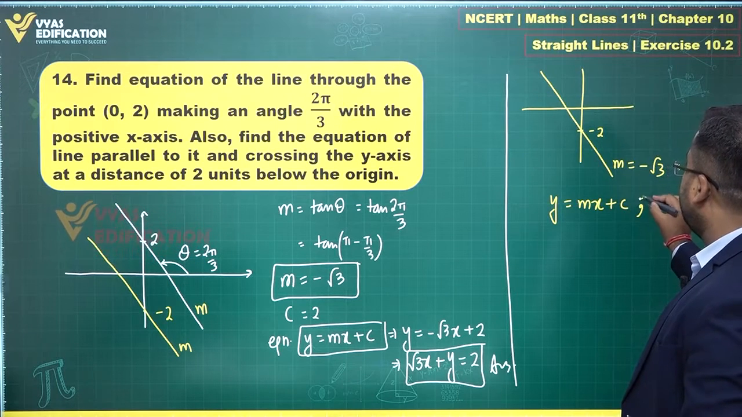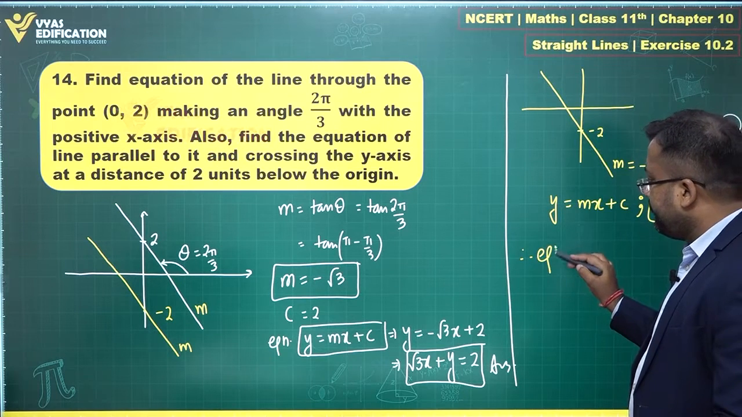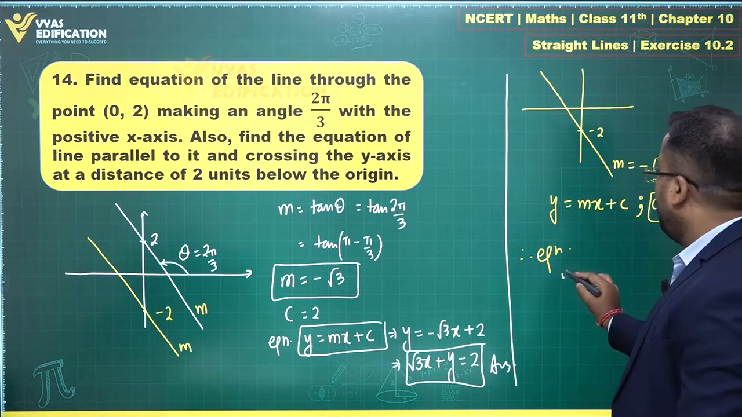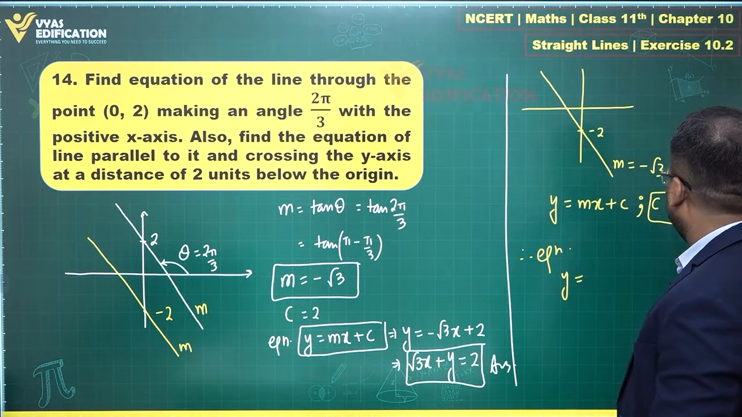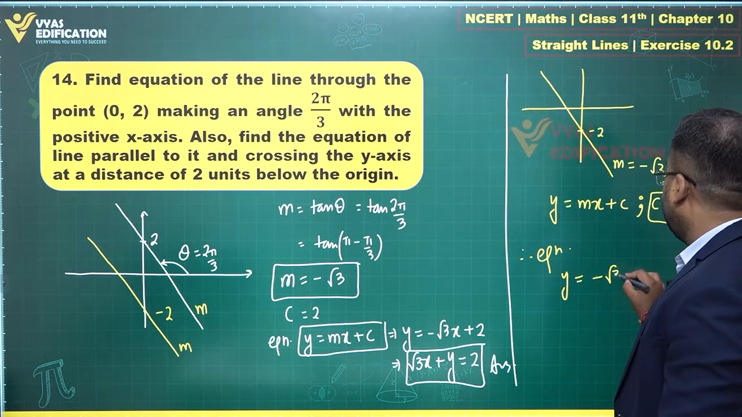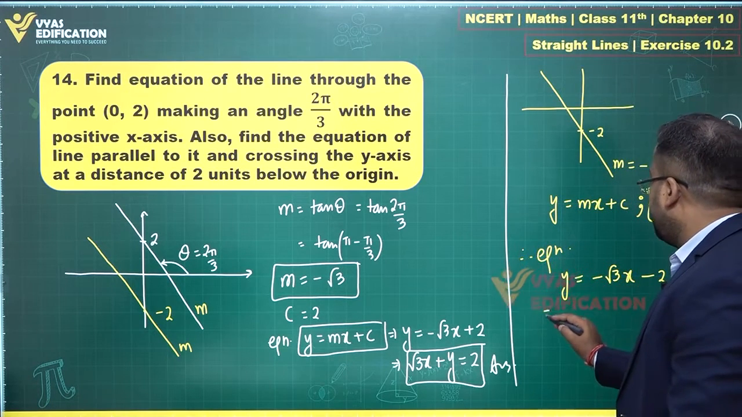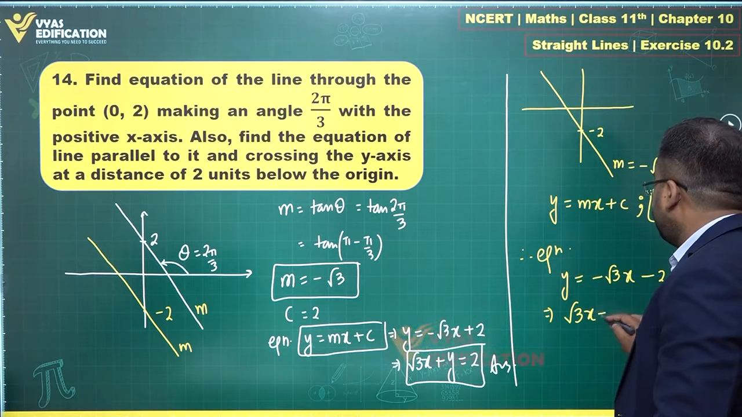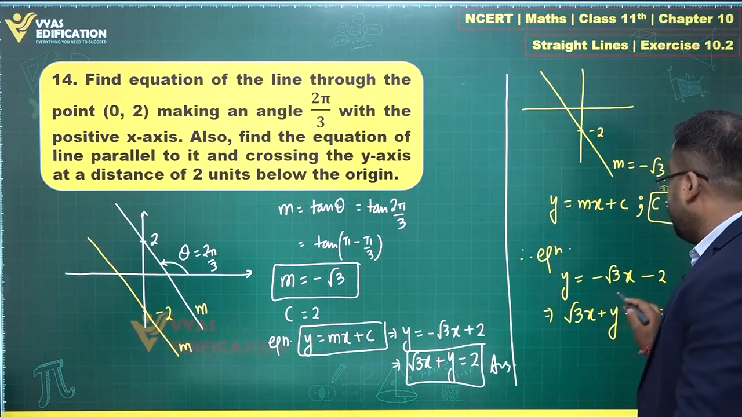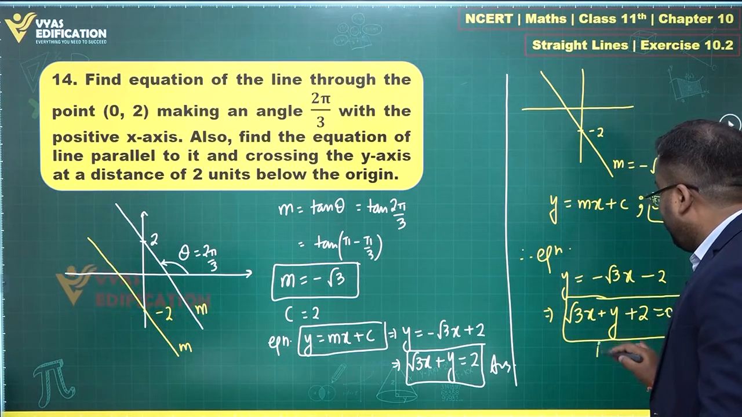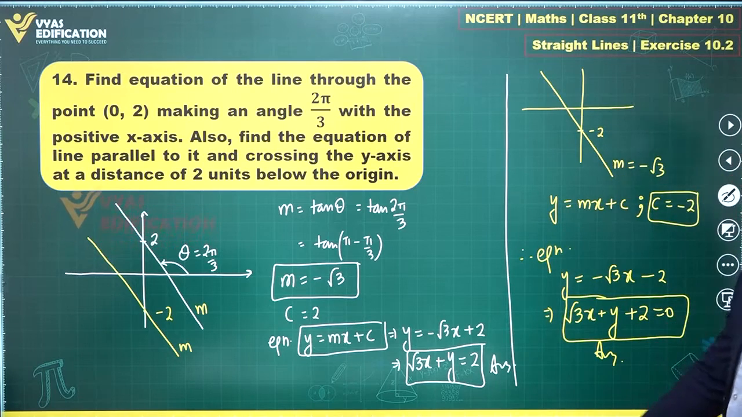And here C is equal to minus 2. Therefore, the equation will be y is equal to minus root 3 minus mx minus 2, that is plus 3, right? And this becomes root 3x plus y plus 2 equals 0. And yes, that is the answer of the second part over here, as you can clearly see behind me.